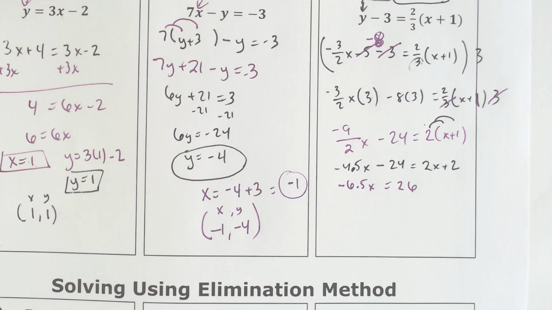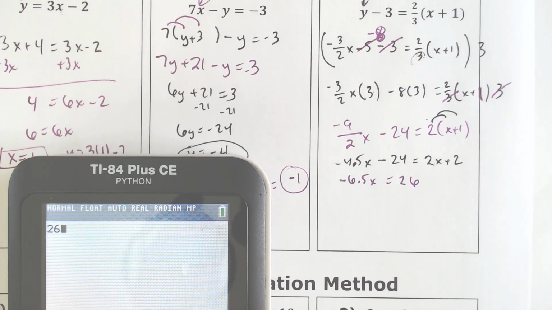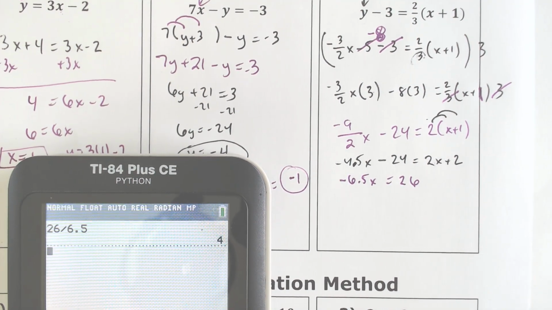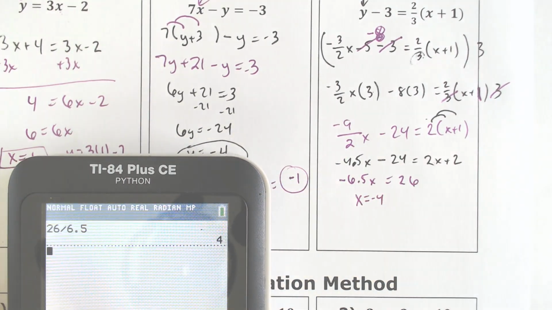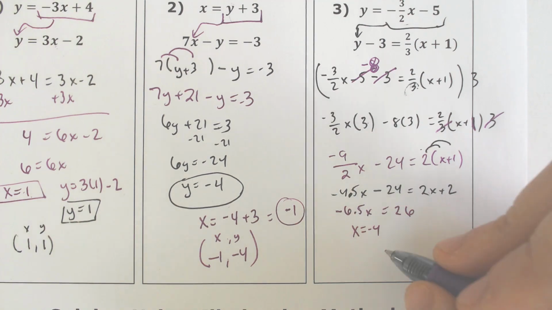So 26 divided by 6.5, that is probably a calculator problem, which I'm going to grab real quick. 26 divided by 6.5 is equal to 4. So this is going to be a negative 4 because it was a negative 6.5. So that's the x value.